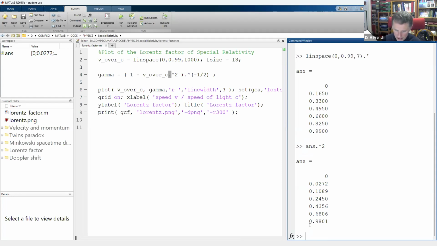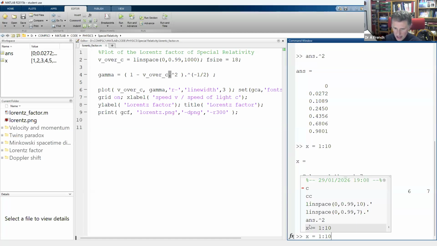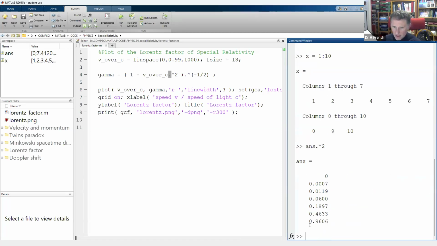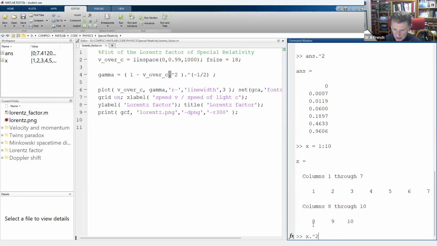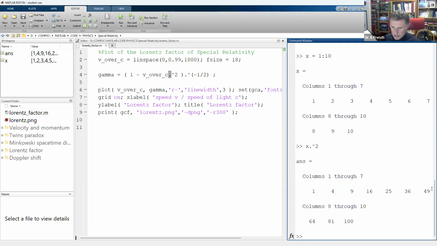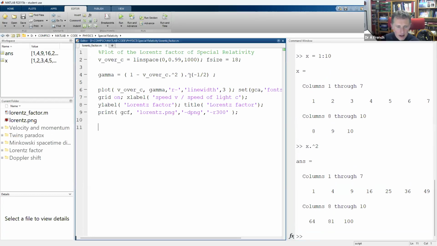Maybe if I do, I don't know, x equals 1 to 10, and then I do x dot hat squared. Oops, wrong one. Let's go for this one, x dot hat squared. You can see I'm squaring all those numbers. So this is an array and I'm squaring each bit. And I'm going to raise it to the power of -1/2. That's what my gamma factor is, my Lorentz factor.